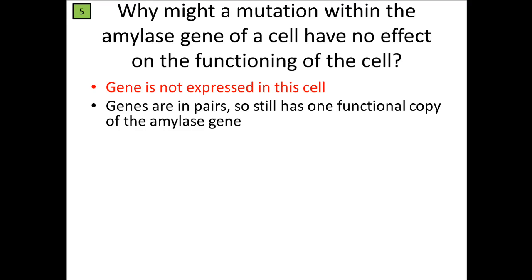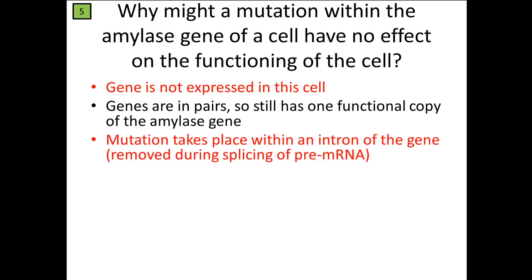Genes are in pairs, so the cell still has one functional copy of the amylase gene. Even if it does need to make amylase, genes are on homologous chromosomes. They're in pairs, one inherited from each parent. If one's got a mutation, you've still got another functioning one on the other copy. You can say that the mutation takes place within an intron of the gene that's removed in splicing.